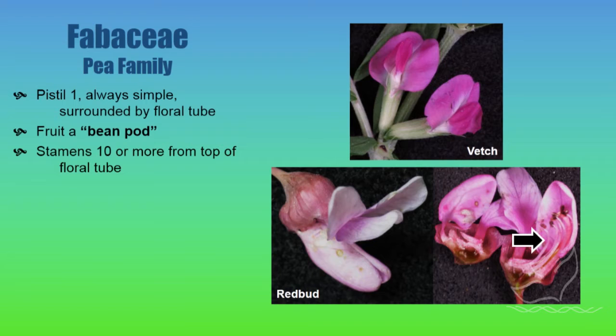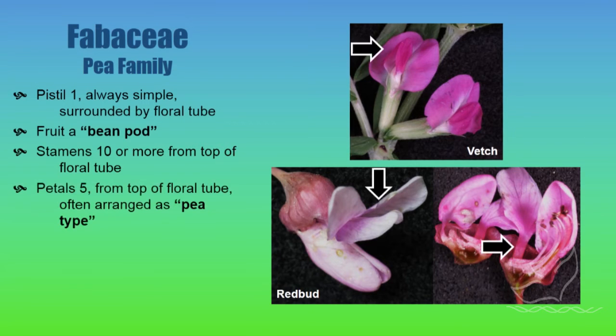Now, there are some tropical members that we're not really going to be covering in this course, but they will have maybe more than 10 stamens. But the ones you're going to be seeing will have 10 stamens. The petals are 5 from the top of the floral tube, and they are generally arranged in what we call a pea flower arrangement. A very specific way of how the petals are arranged and fold around each other, as you see in these cases.